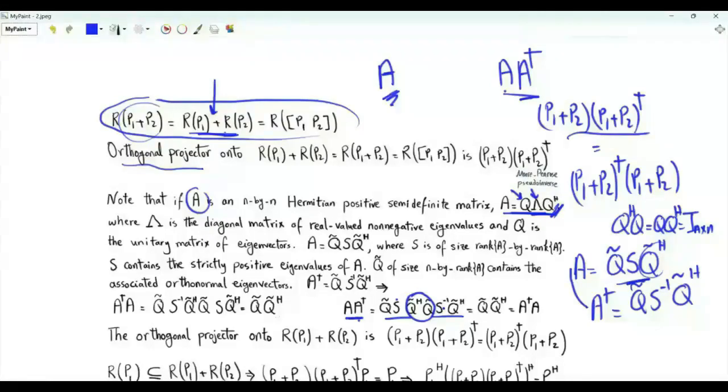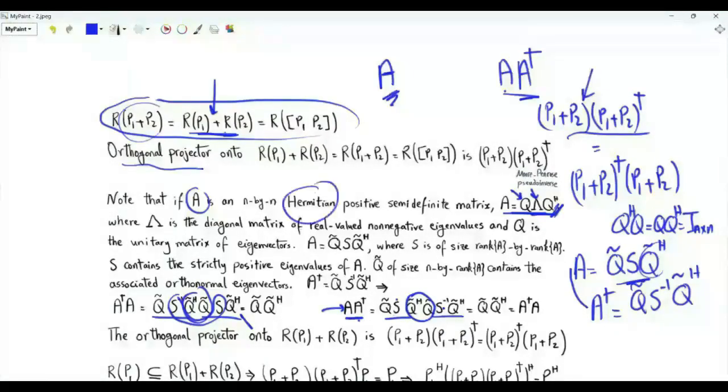But also A dagger A is Q tilde Hermitian. Here is A dagger, here is A. This product is identity. S inverse times S is another identity. Like in this case, we also get Q tilde Hermitian. A dagger is equal to A dagger A.